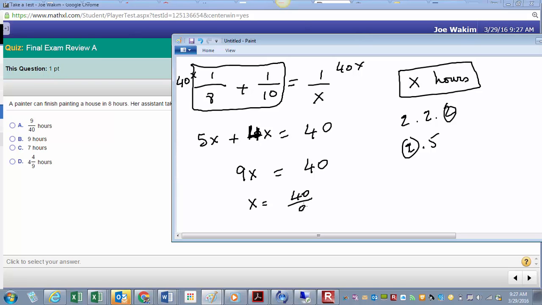Okay, 40 over 9. Let's change this to a mixed number. 40 divided by 9 is 4 times 9, 36. The remainder is 4 over 9. So it takes them 4 and 4 ninths hours to finish the job. And that must be less than 8 because they're working together. It should be less than 8. So 4 and 4 over 9 is the answer.